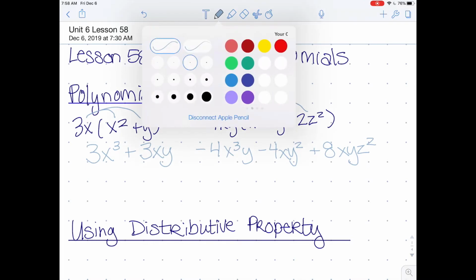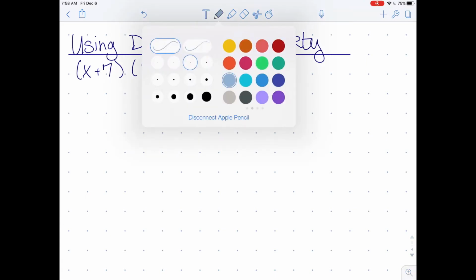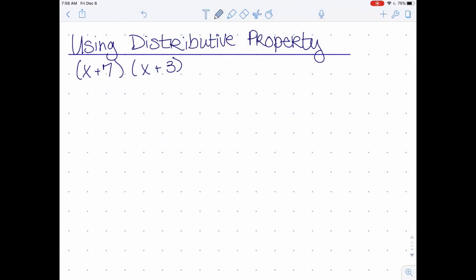Okay, so we can also do a polynomial times a polynomial, and there are two different ways to do that. The first one is by using the distributive property, so we are going to look at that first. So if we have x plus 7 times x plus 3, the distributive property breaks up the first set of parentheses and multiplies them both times the second. So we're going to take x times x plus 3 plus 7 times x plus 3.